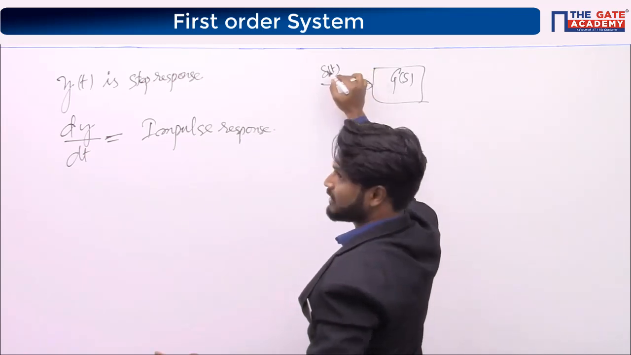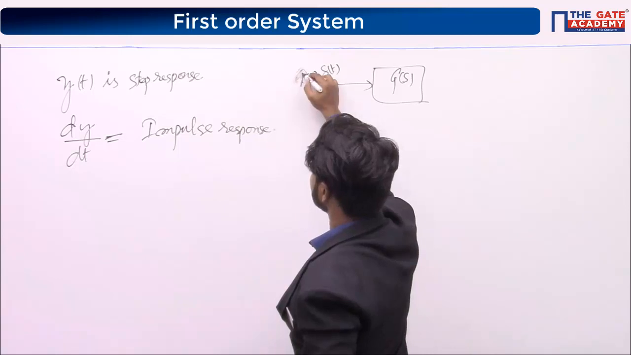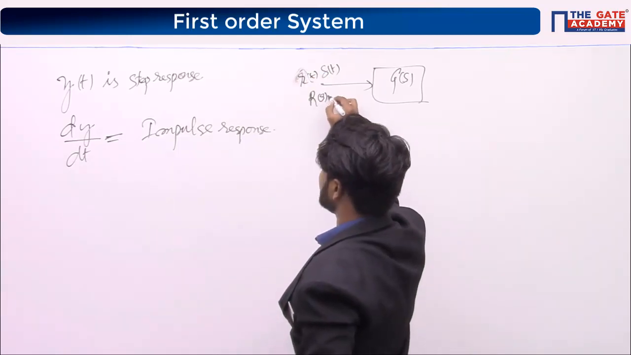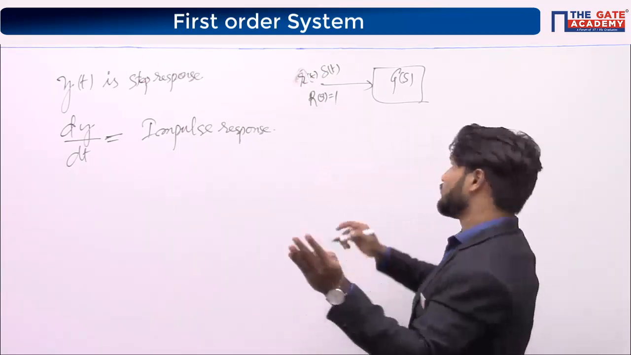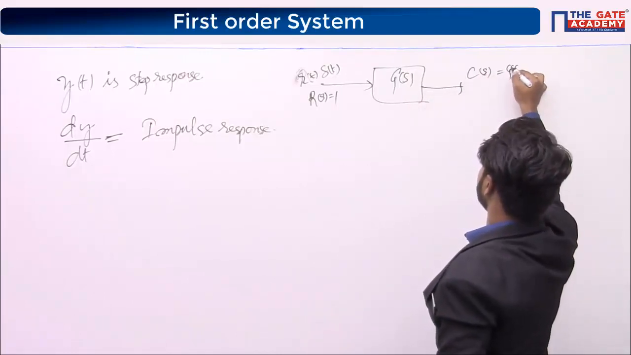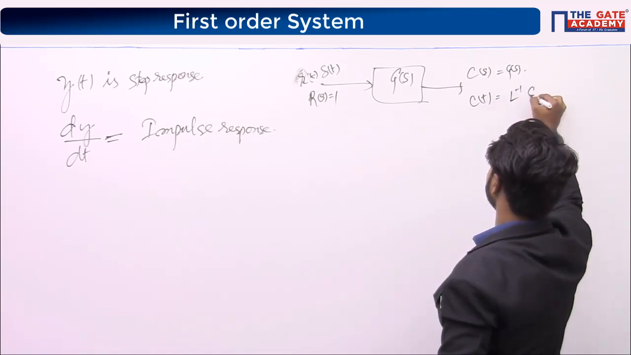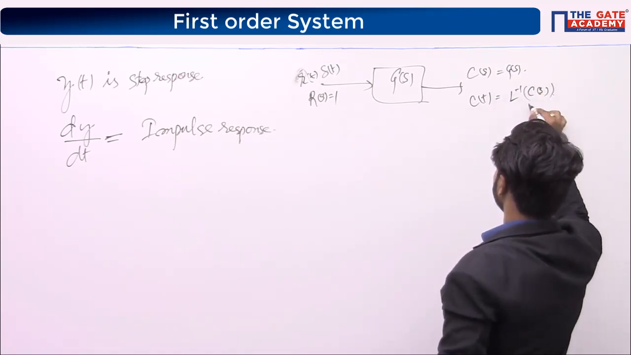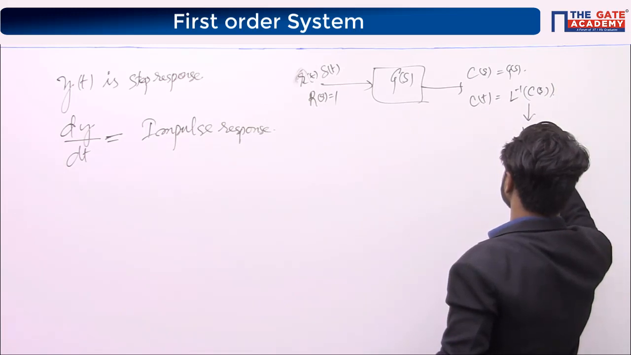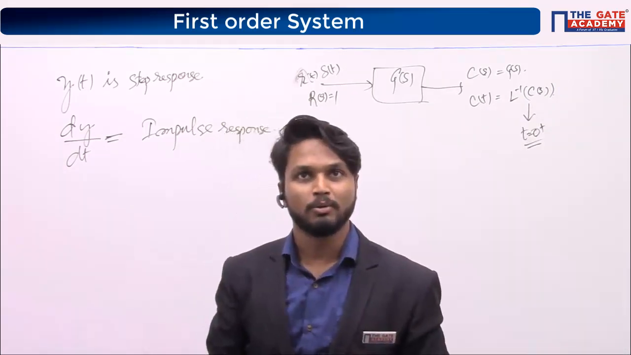If you are giving r of t is equal to delta of t, which means R of S will be equal to 1. You will get C of S as G of S. In order to find C of t, you will take the Laplace inverse of C of S and you will put t equals 0 plus, right? This is one way you will do it.